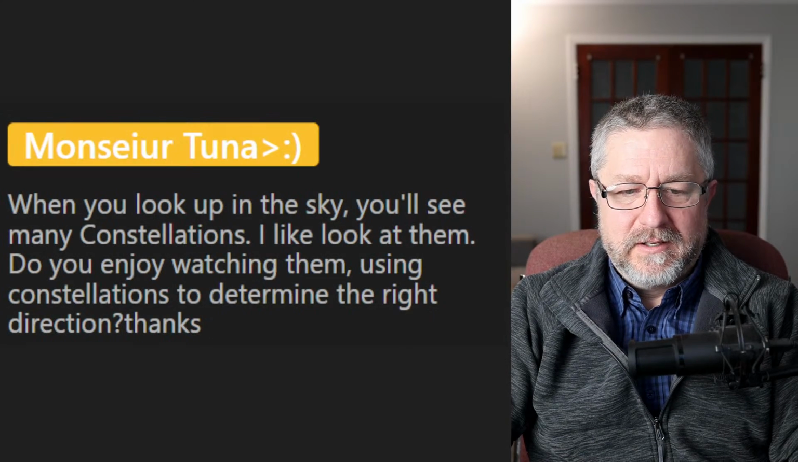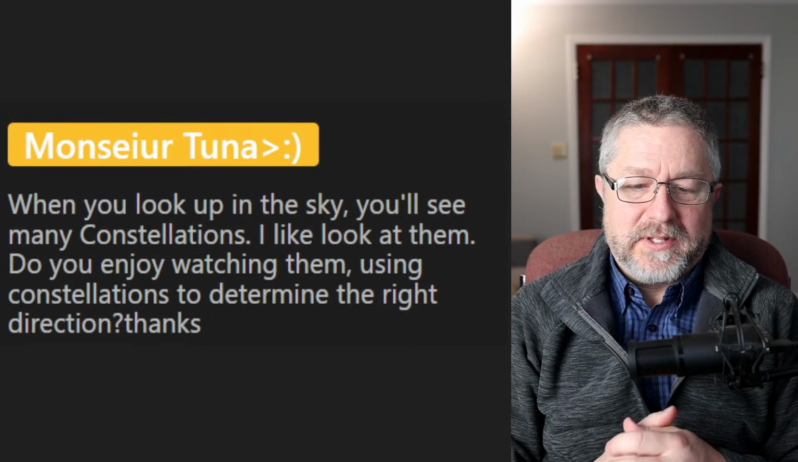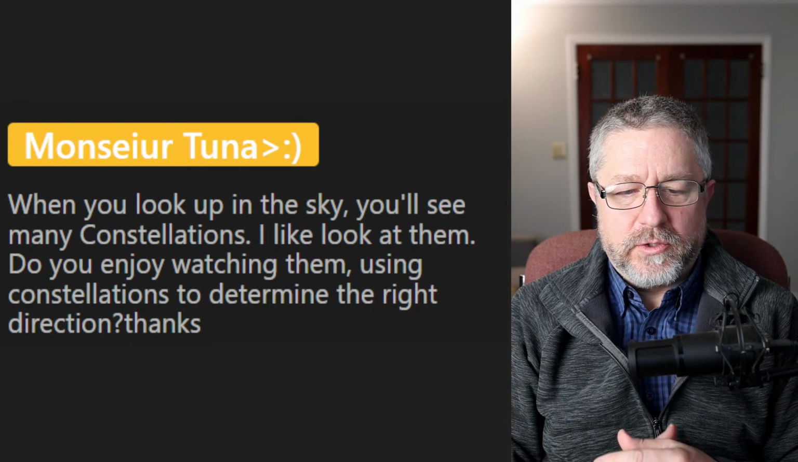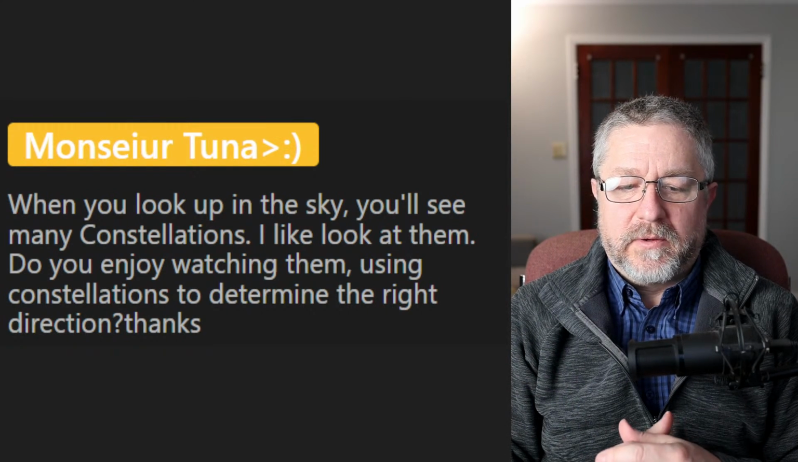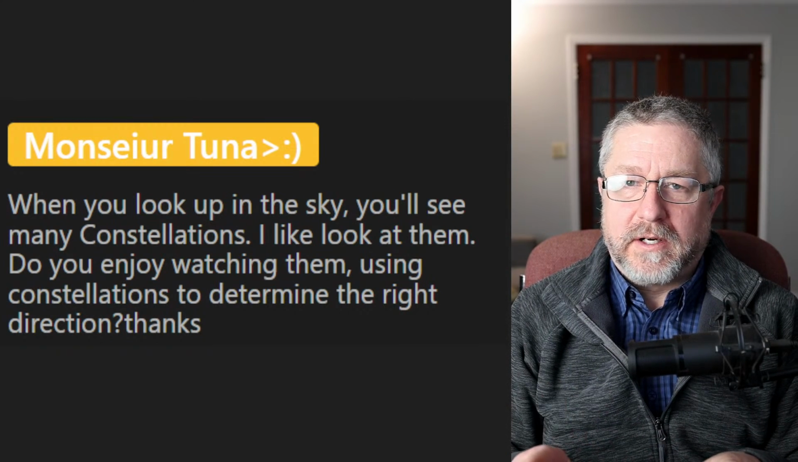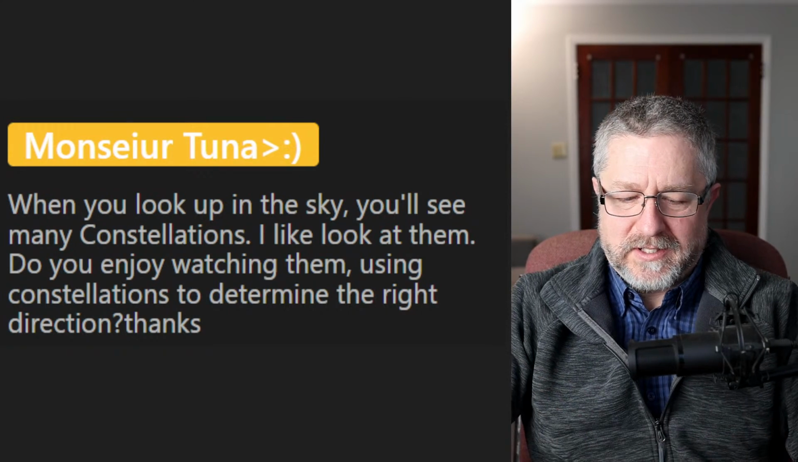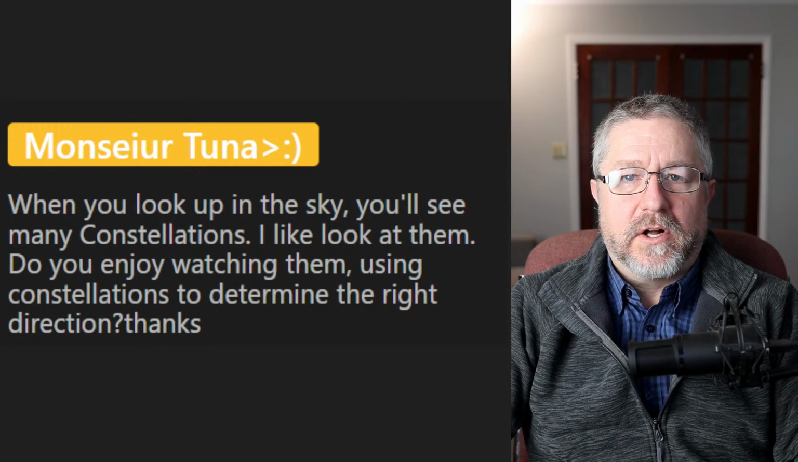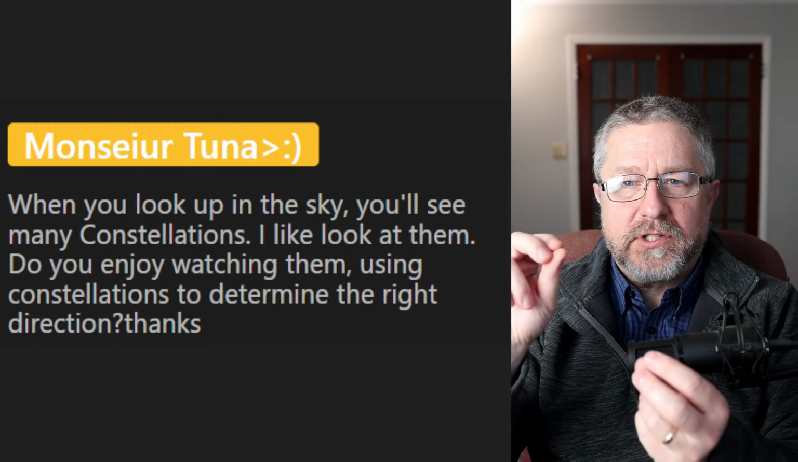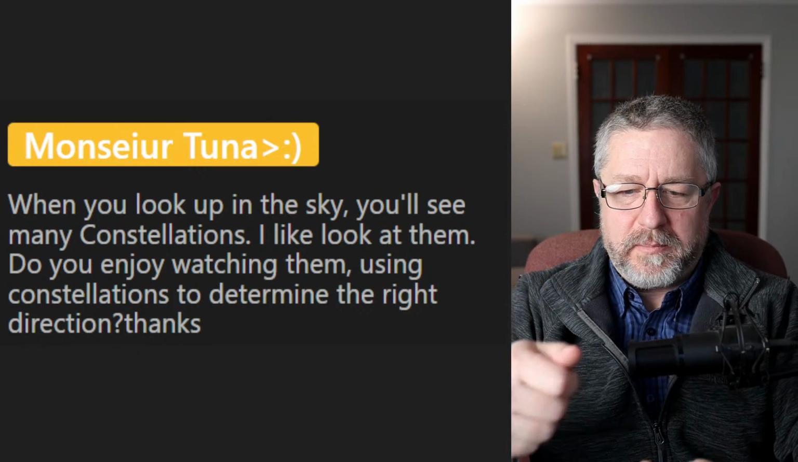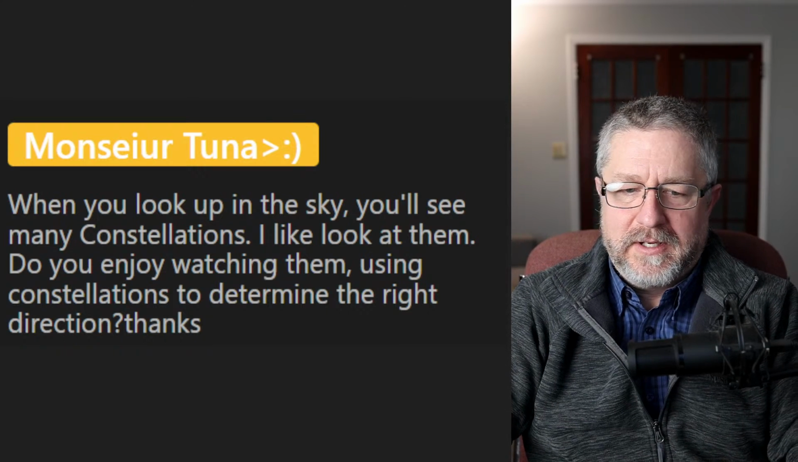From Monsieur Tuna, when you look up in the sky, you'll see many constellations. I like looking at them. Do you enjoy watching them, using constellations to determine the right direction? Thanks. I do like looking up to find the Big Dipper and the North Star and the Little Dipper. Those are my favorite constellations because I know how to find them. But yes, definitely when you look up at night, you can see constellations. A constellation is a grouping of stars that someone in the past has imagined looks like something. The Big Dipper looks like a soup ladle a little bit. Pretty cool.